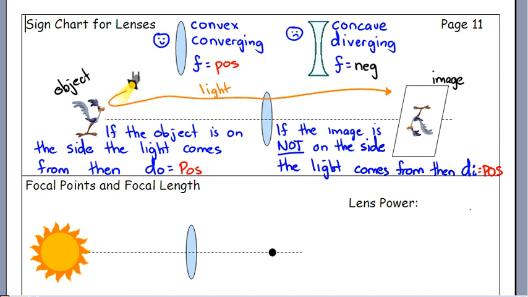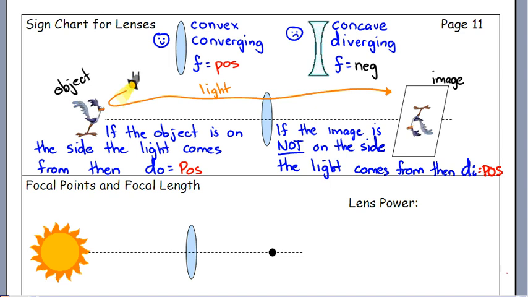So that's what's happening here. I can see the light's coming from the left. My object is on the left, so the object distance is going to be called positive. And the image is not on the left side, it's over on the right side. So we're going to say that its image distance is actually going to be positive.